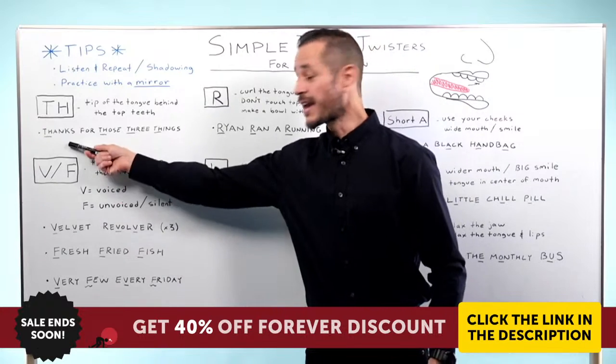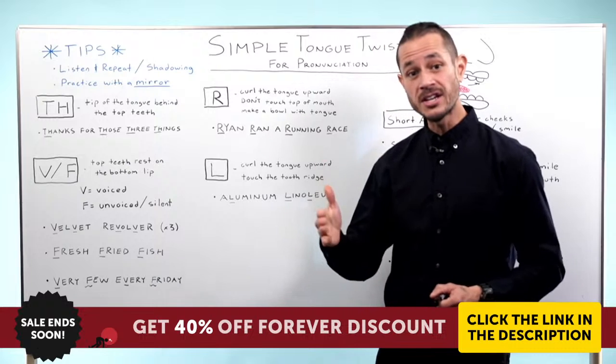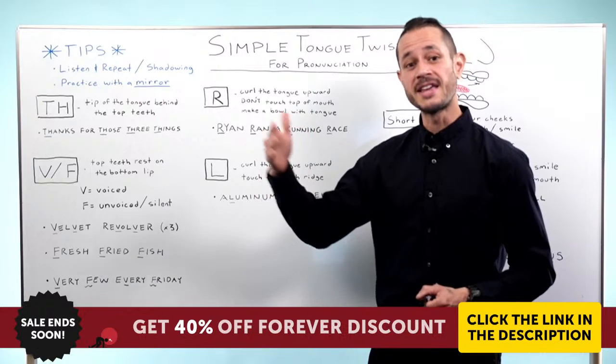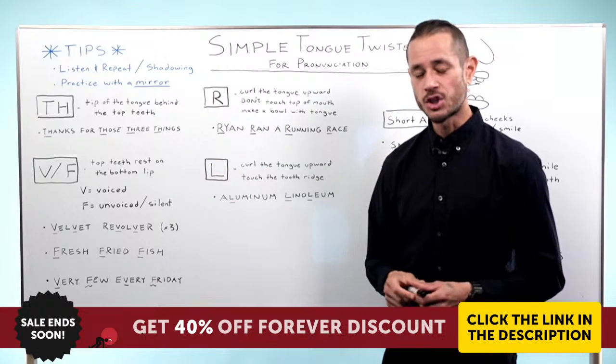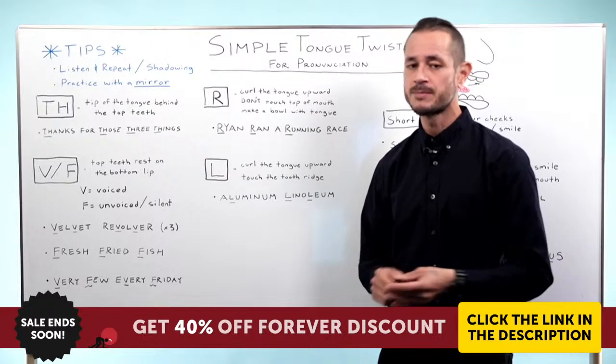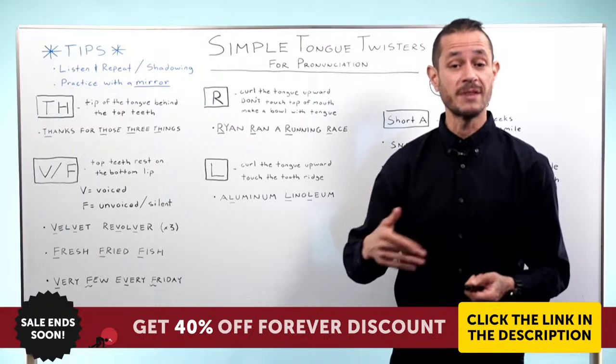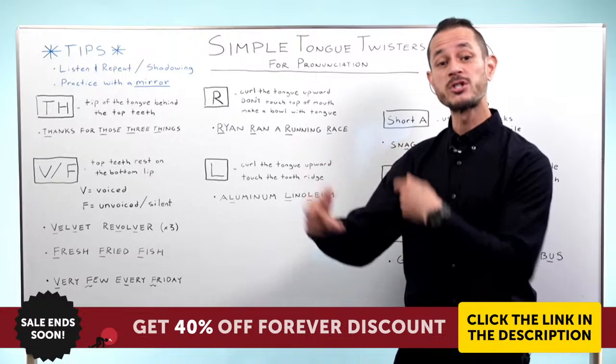And the tongue twister for the letter TH you can say, thanks for those three things. Go ahead and try it out. Thanks for those three things. Start slow. As it gets more comfortable, you can try saying it more quickly or saying it multiple times.